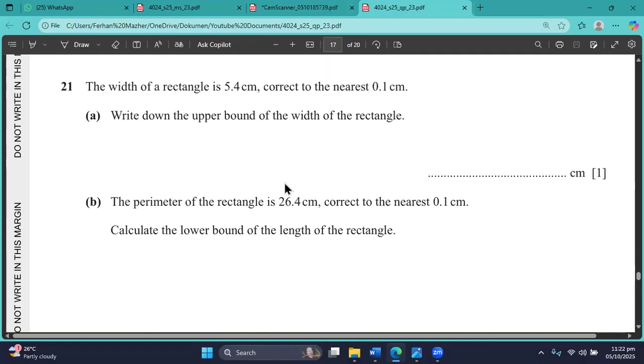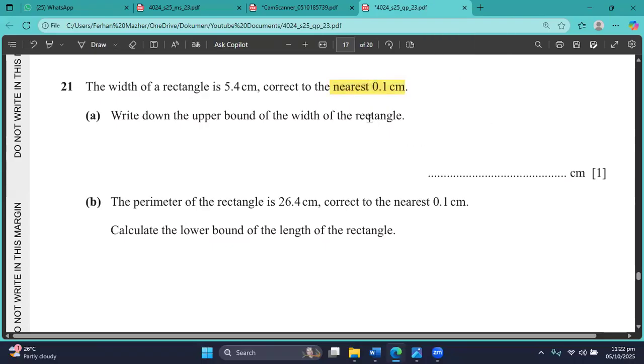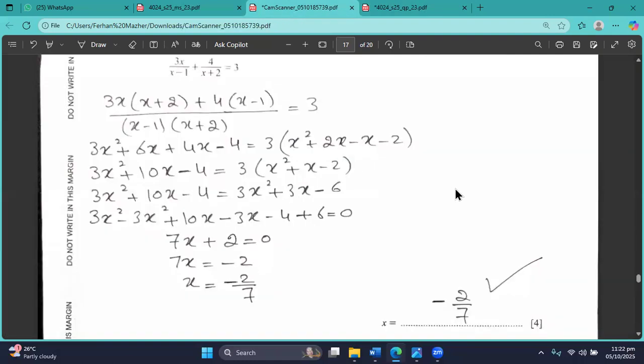It says the width of a rectangle is 3.4 centimeter, correct to the nearest 0.1 centimeter. Because this is correct to the nearest 0.1 centimeter, what we will do, we will divide it by 2. 0.1 divided by 2, that will be 0.05. And if you add 0.05 to this width, you will get the upper bound of the width. If from the 3.4 centimeter you subtract 0.05, you will get the lower bound of the width. Okay. So let me show you. I have done this.